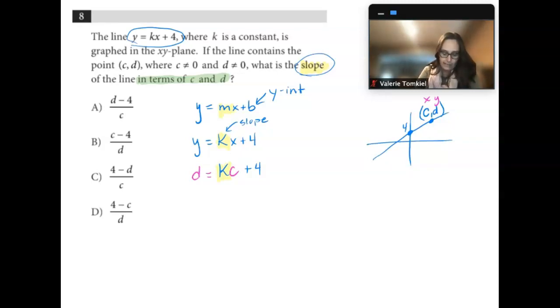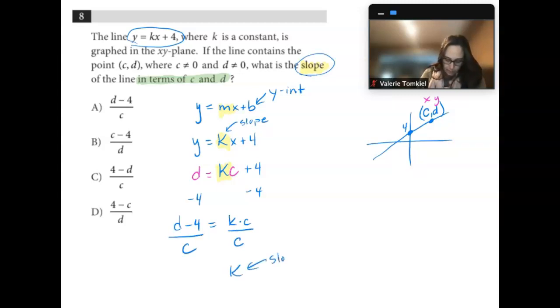So I'm going to isolate the k. I do that by subtracting 4: d minus 4 equals k times c. To undo k times c, I'm going to divide by c. So k, which we know to be the slope, is just d minus 4 over c. I'm going to check my solution here: d minus 4 over c. There it is.